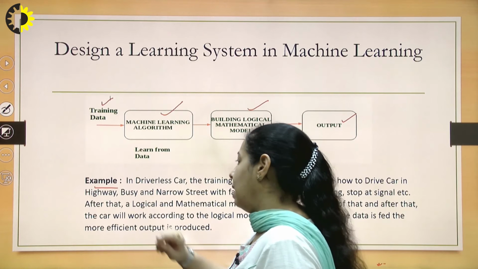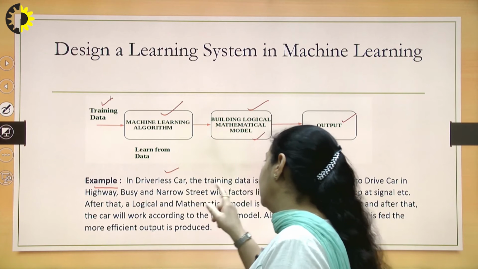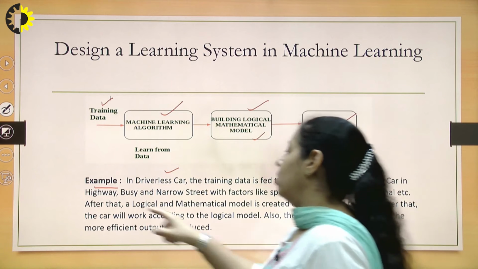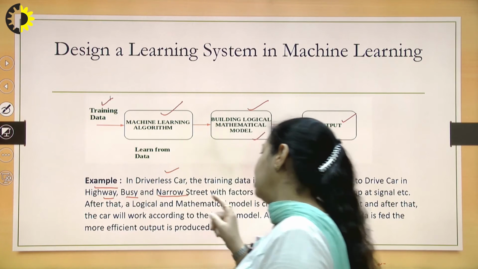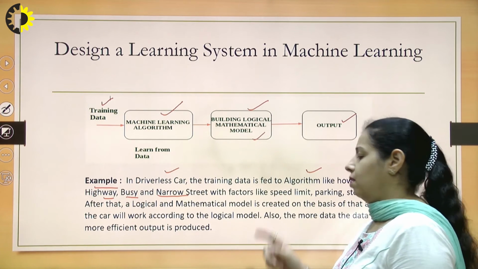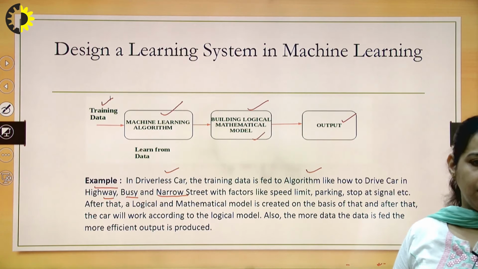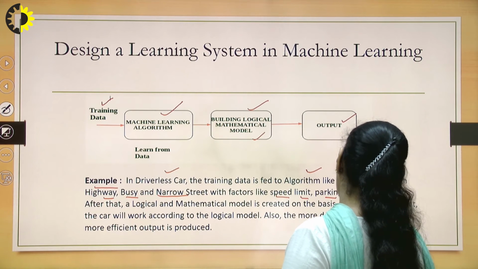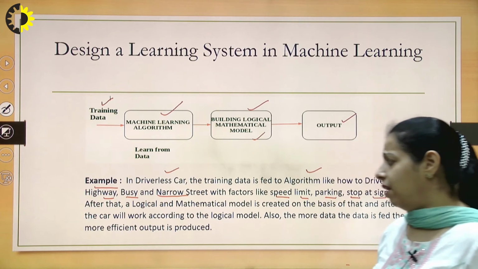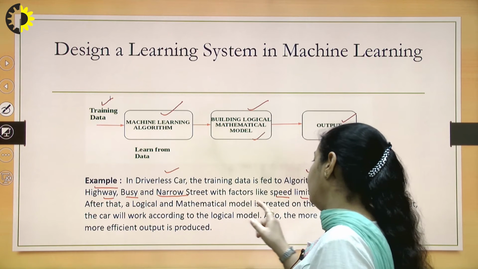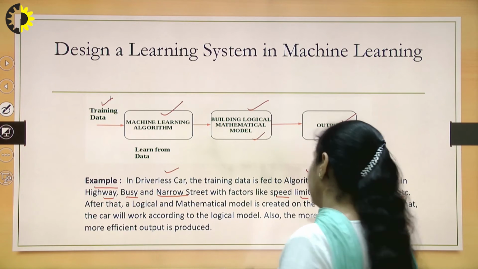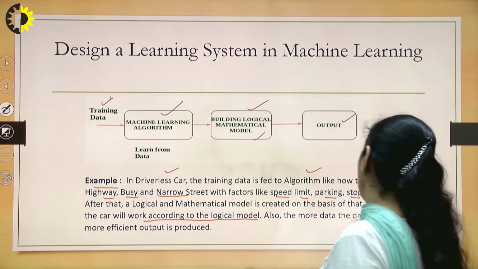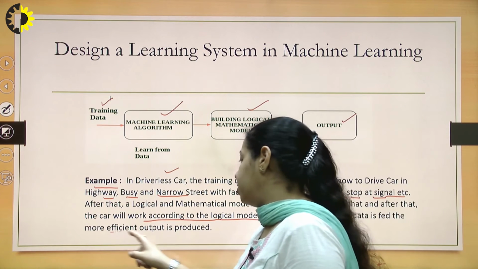If you look at an example, in a driverless car, the training data fed to the algorithm is how to drive a car on a highway, on a busy road or on a very narrow street. The parameters given to this algorithm are things like speed limit, parking, stopping at signals, etc. After that, a logical and mathematical model is created on the basis of that, and the car will work according to the logical model. Also, the more data it is fed, the more efficient the output produced.